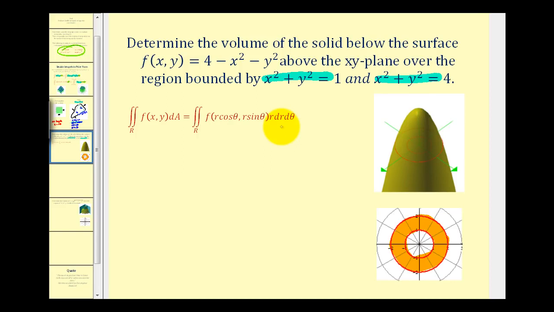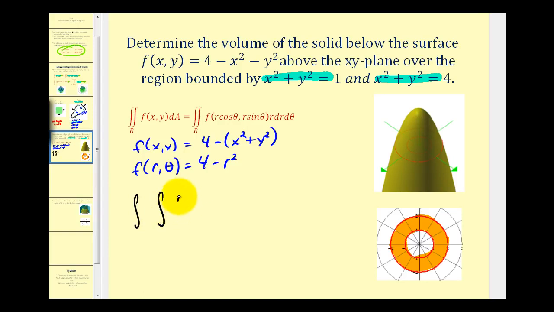This is a great example of when it'd be easier to evaluate this using polar coordinates. And here you can see the solid, and I've traced the region of integration in red in the xy plane. So let's see if we can set this up. The first thing we're going to do is rewrite the function as a polar equation. Let's first write this as 4 minus the quantity x squared plus y squared. The reason that's helpful is remember that x squared plus y squared is equal to r squared. So we can rewrite this in polar form as 4 minus r squared. Now let's see if we can set up our double integral.